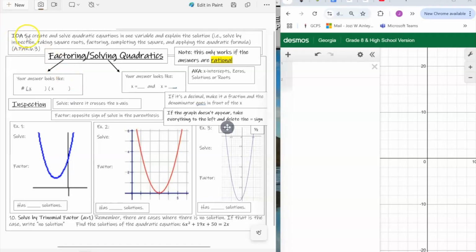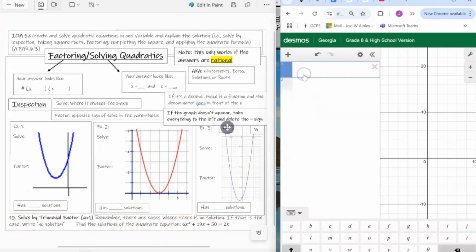All right, so this is 5.C, create and solve quadratic equations in one variable, explain the solution, solve by inspection, taking square roots, factoring, completing the square, and applying the quadratic formula. All right, so today's question is right here, find the solutions to this. So we're going to go ahead and type it in.